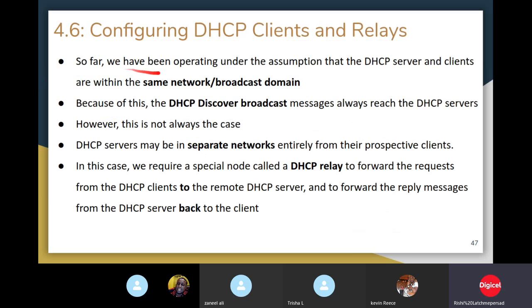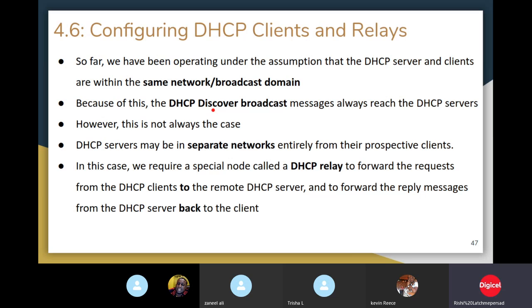Now, so far, we have been operating under the assumption that the DHCP server and clients are within the same network or broadcast domain. Because of this, the DHCP discover broadcast messages always reach the DHCP servers. Remember, we said the DHCP discover message is basically something connecting to the network and saying, hey, I want an IP address, and broadcasting that message out. That was part of the DORA process. So for example, when your phone connects to your home network or your home modem, your phone will say, hey, I want an IP address so I can connect to this network and connect out to the internet.